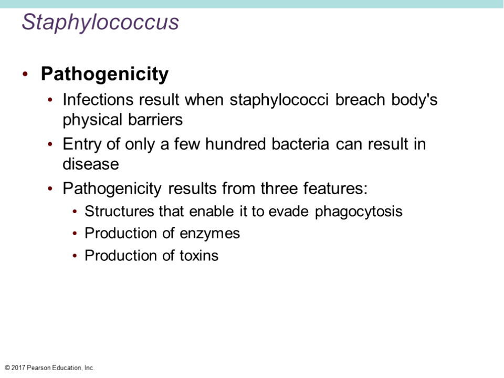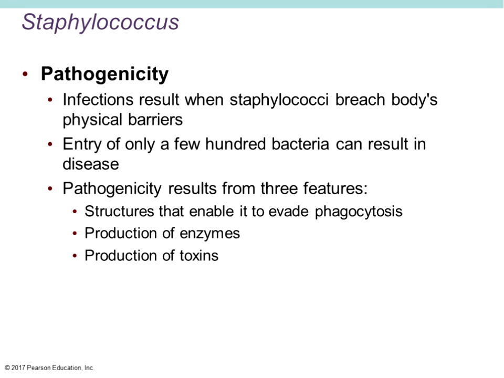The pathogenicity of Staph aureus results from at least 3 different features of the bacteria. These are structures that enable it to evade phagocytosis. So it has these proteins that allow for that to happen, the production of different enzymes, and also the production of toxins that will keep it from being properly dealt with by your immune system.